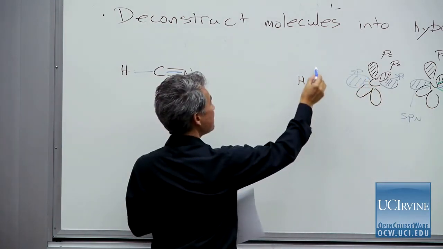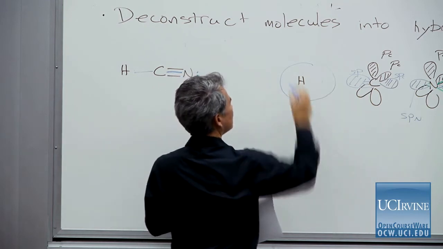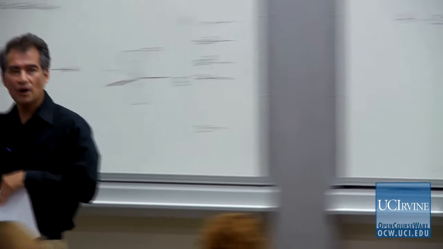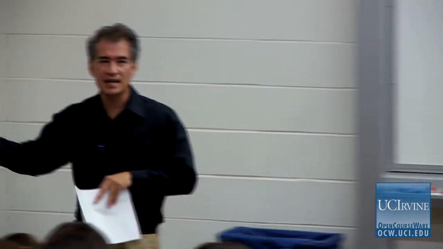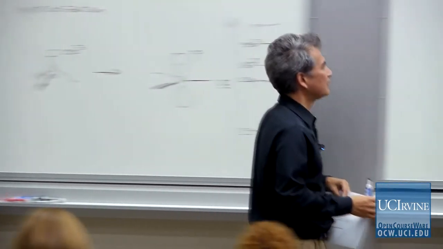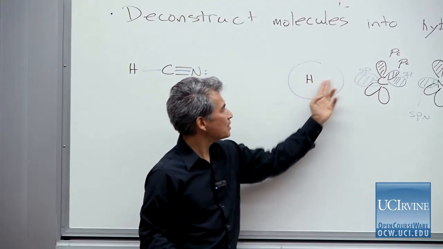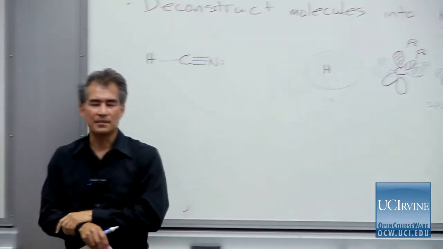And then finally, that makes a bond with hydrogen. Hydrogen only has a 1s orbital to contribute. We don't need to worry at all. There is no way to do hybridization with a hydrogen atom. It's only got one orbital. It can't hybridize with its own atomic orbitals. And it's the combination of this 1s orbital and the sp orbital that makes the bond.